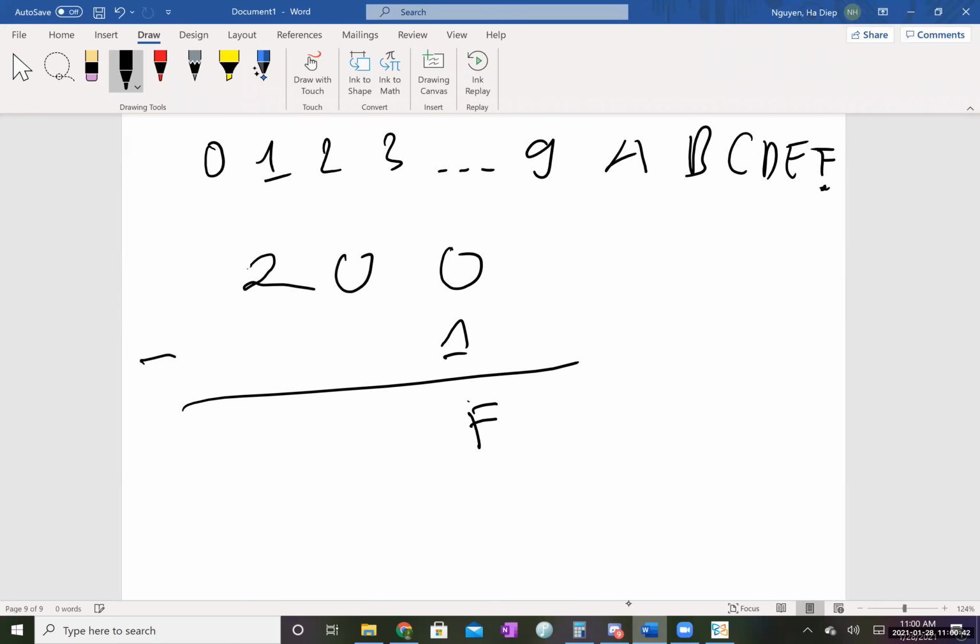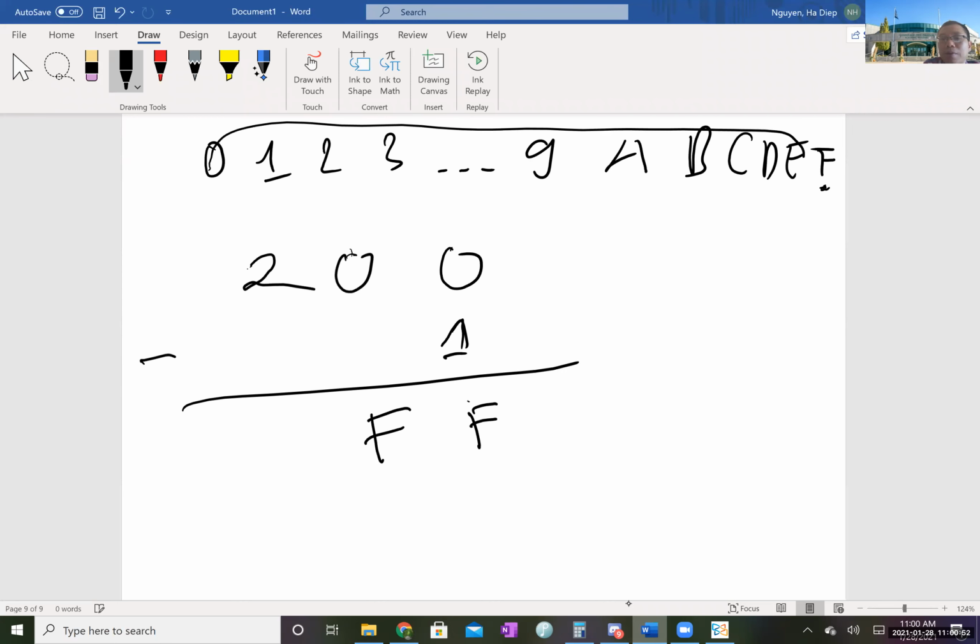You borrow 1 from that one, right? You borrow 1 from this one. So again, you have to minus 1. And you see, if you cycle around here, you have F here, and you have to borrow 1 from this one. So now we have a 2, you minus 1, you have 1 here. You got it?